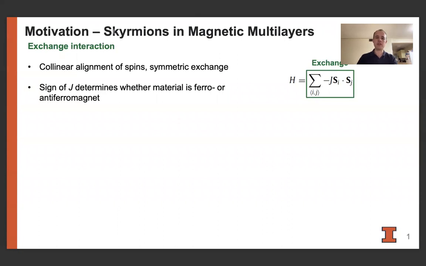To give a short introduction into this topic, I would like to motivate this work by considering skyrmions in magnetic multilayers. To do that, I would like to introduce the two main energy terms that are relevant here. The first one is the exchange interaction term, which is also called symmetric exchange. If we have two spins, Si and Sj, which are usually neighboring spins, then depending on the sign of this so-called exchange constant, the spins like to be in a parallel or anti-parallel state, and thereby the sign of J determines whether a material is a ferro or antiferromagnet.